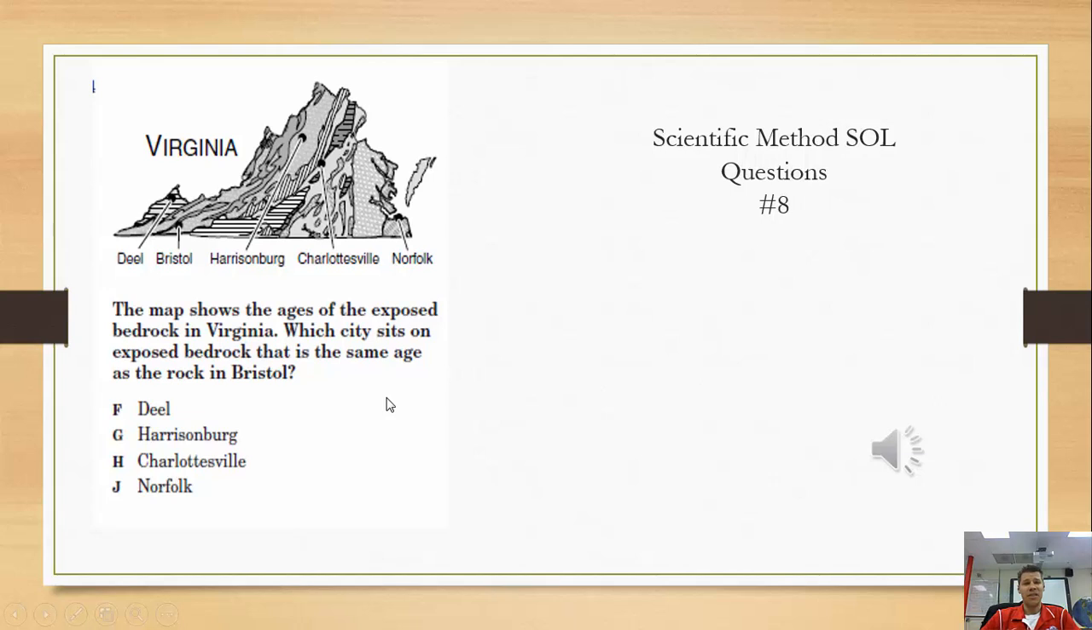What it does tell you is which two cities are sitting on the exact same rock, so therefore they are the same age. And if you look, Bristol is sitting on this kind of light gray with little round dots, speckles on it, and so is Harrisonburg. So if you look real close, they're sitting on the same rock, so therefore they're the same age. So our best answer here is G, Harrisonburg. It's a tricky question.